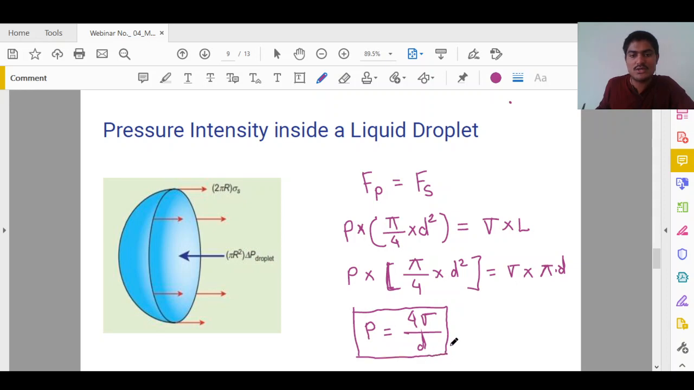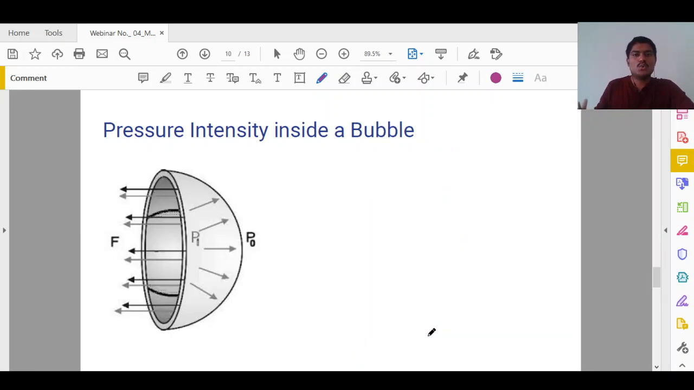By using this equation, we can easily determine the pressure intensity inside a water droplet, provided we know the value of surface tension and the diameter of that water droplet. So this is one use of the surface tension property we have studied. Let us look at another example. This is the cross section of a bubble. We will now look at what is the pressure intensity inside the bubble.